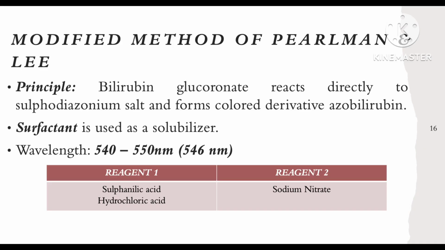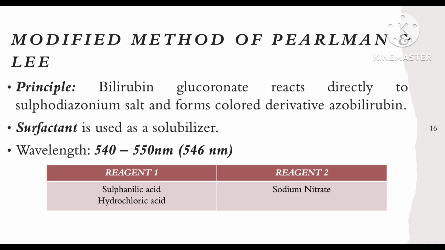The principle that they use is that bilirubin glucuronide, if you can remember, that means the conjugated or direct bilirubin, reacts directly with sulfodiazonium salt, which is formed in situ with sulfanilic acid and sodium nitrite to produce a colored compound, azobilirubin. The color intensity of azobilirubin is measured spectrophotometrically and is proportional to the bilirubin concentration.